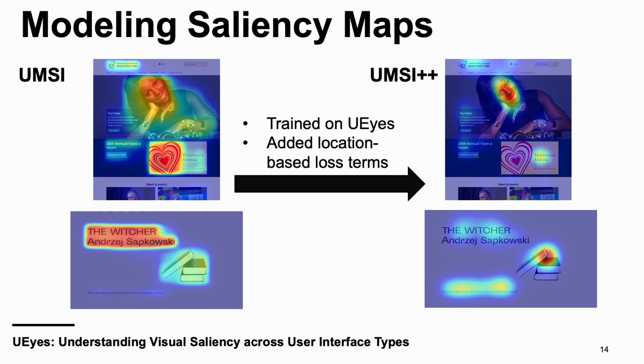Existing models for saliency map prediction mostly only focused on the continuous distribution of the saliency maps rather than on individual fixation points. In addition, they are mostly trained on crowdsourced eye-tracking datasets collected via cursor or webcam, so they cannot properly simulate the results captured via data from eye trackers. Thus, we added location-based loss terms during the training and trained on our UEyes dataset to predict more accurate results.